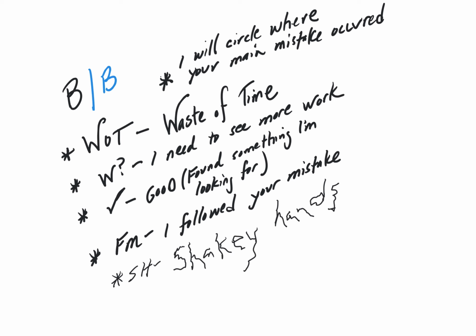FM means I followed your mistake. And I may have an FM -0, meaning that what you did was okay. Or it might be an FM like -1 or -2. And that means that, yeah, I followed your mistake, but there's still something not quite right. SH means shaky hands. You get that on graphs if you don't use a straight edge. If it's a line, you've got to clean up your test a little bit.